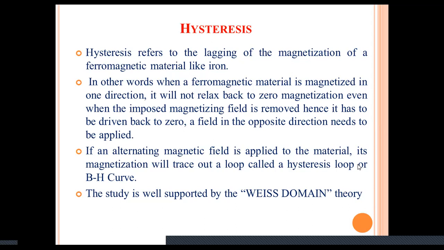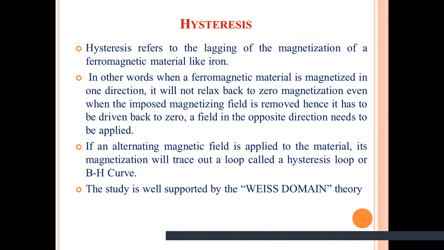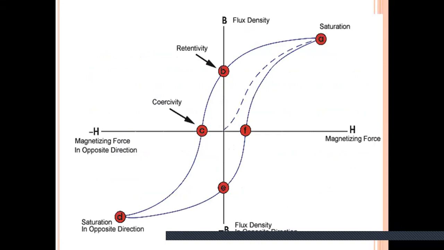In the next slide, we will see the BH curve. This is the BH curve. Here, B is the magnetic flux density, and this is the magnetization force. Sometimes it is also called the magnetic field intensity, or the magnetic field. This is the curve between B and H, so it is called a BH curve.